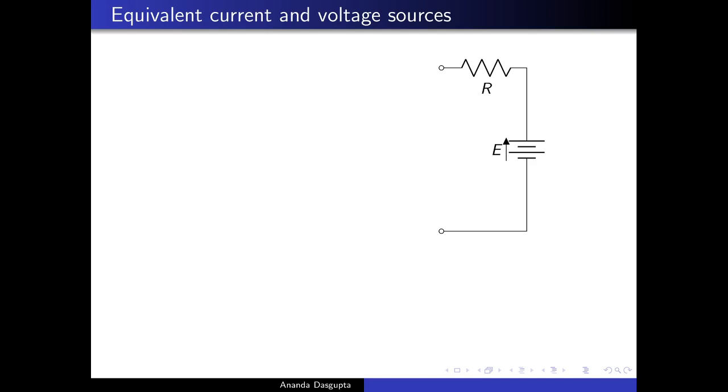Now what about an equivalent current source? An ideal current source is one which delivers the same amount of current no matter what you connect across it. Just like an ideal voltage source would deliver the same voltage E no matter what you connect across it.